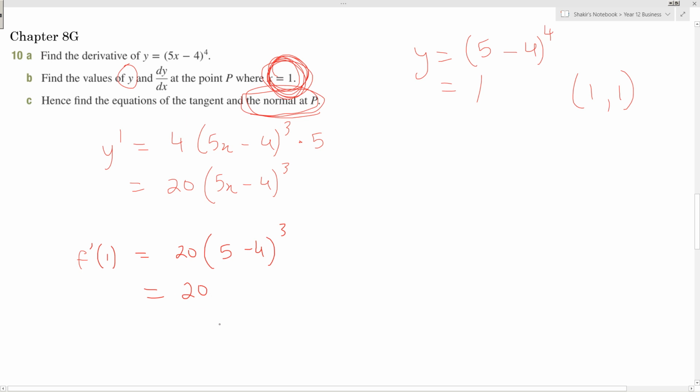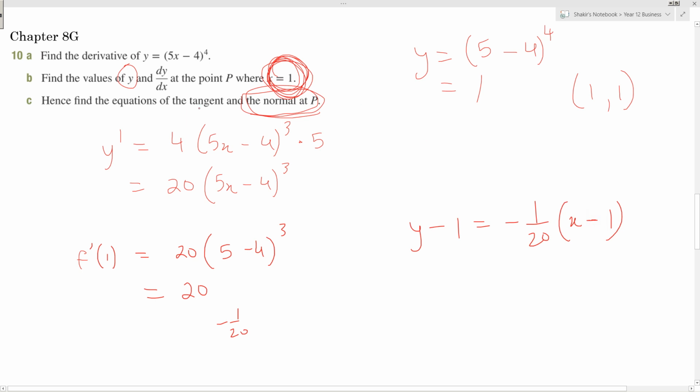The gradient of the normal is going to be negative 1 over 20. And so I can write down the equation of my normal. y minus y1, which is 1, is equal to negative 1 over 20, times x minus 1. And I'm done. I've got the equation of the normal.